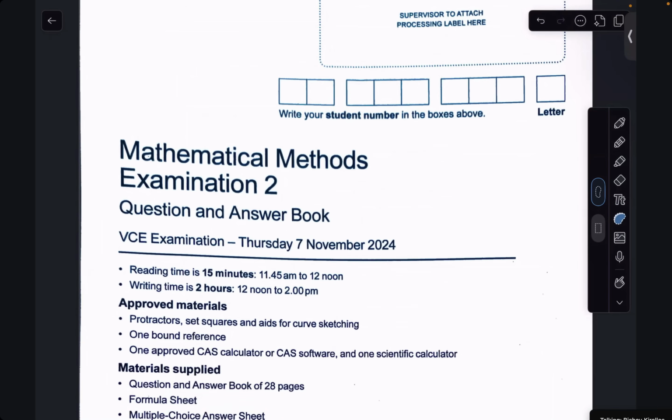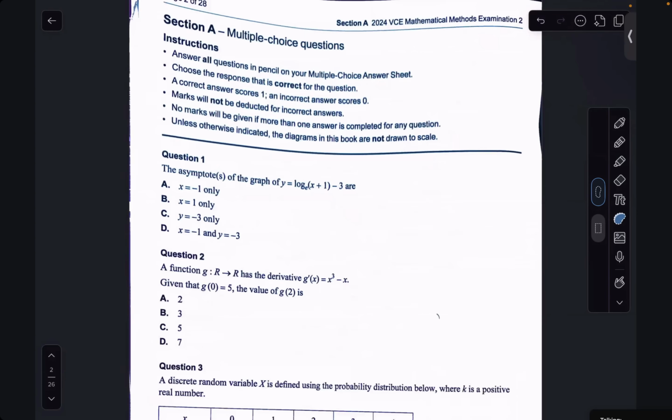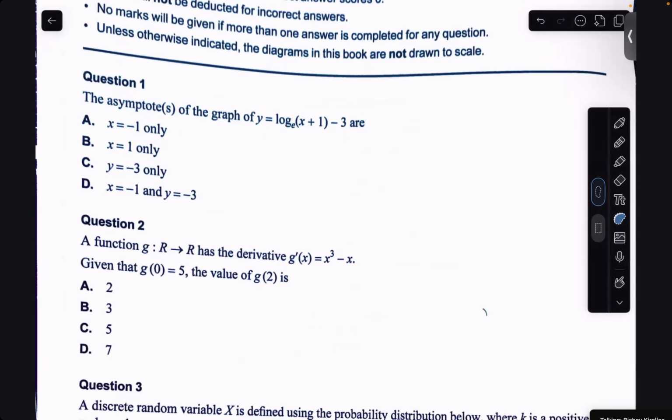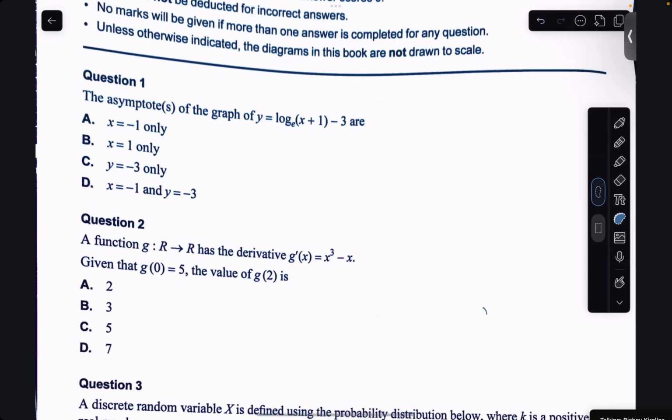2024 Methods Exam 2. I heard it wasn't so bad, so we'll see how we go. So the asymptote of this graph, well, we've got one vertical one at x is -1, and that's it.